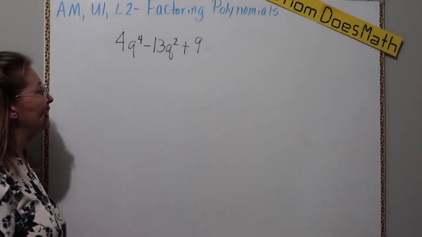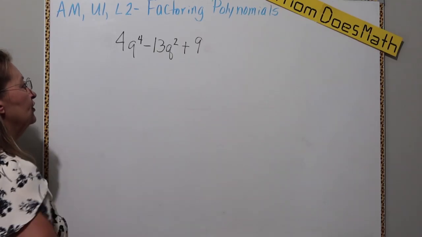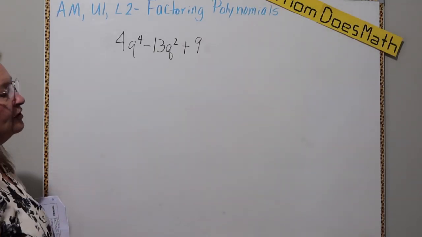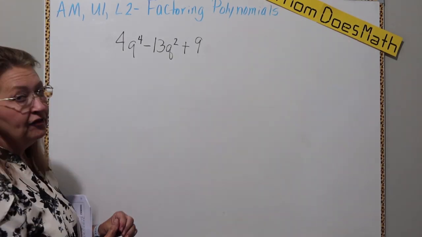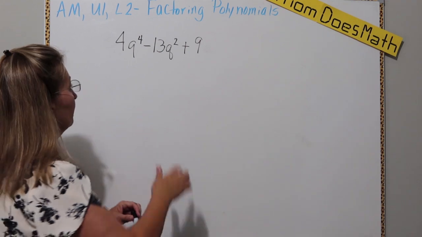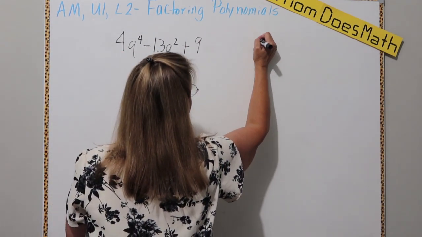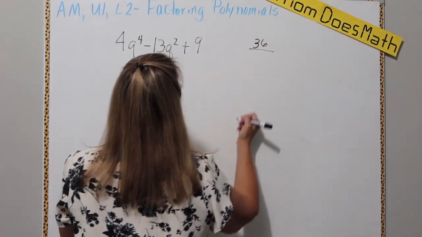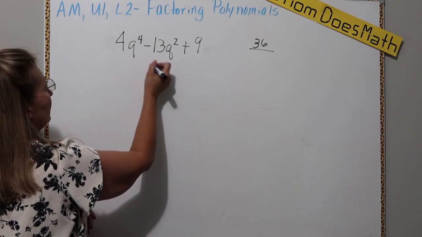Okay, let's look at number 29. We do have a trinomial. We have a coefficient in front of the first term. Always look for a greatest common factor, and there's not one. So we are going to have to go with the AC method. So multiply a times c, 4 times 9 is 36. Now what I'm going to do is recreate a 4-term polynomial.